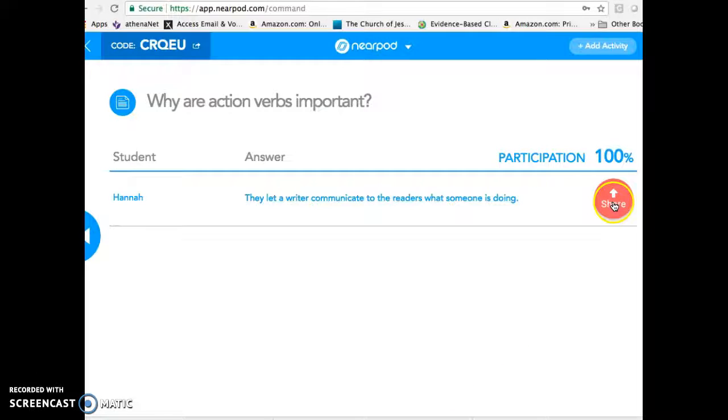I'm going to go ahead and share this one with everybody in the class because that's a great answer. They let a writer communicate to the readers what someone is doing. You couldn't do that without an action verb. If they're doing an action, a writer needs to use an action verb to tell the readers what that person is doing. Great thought.